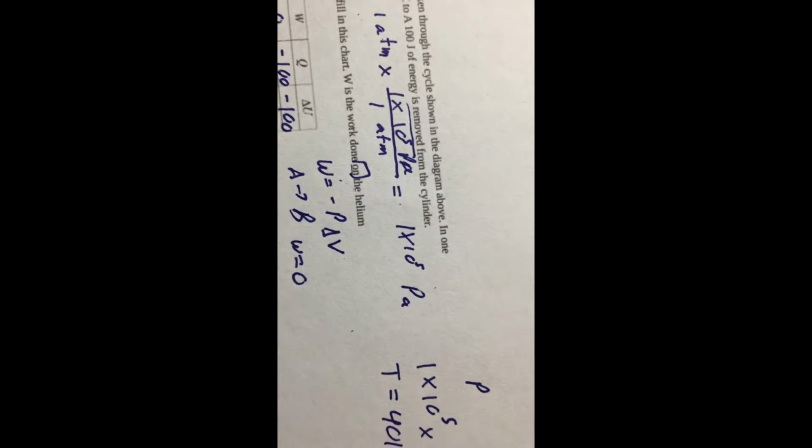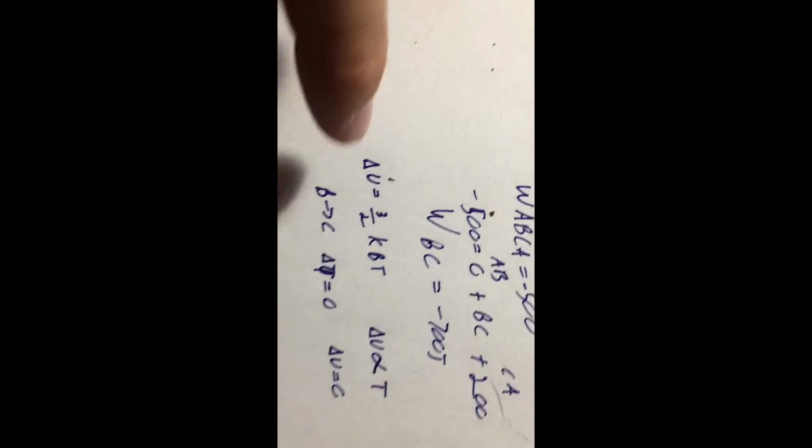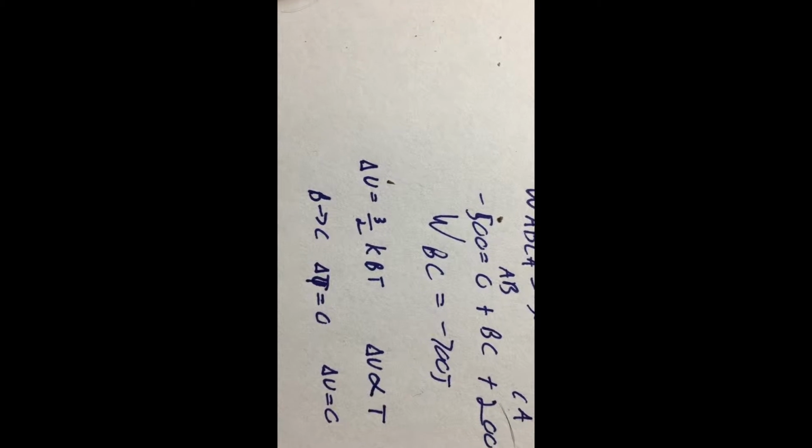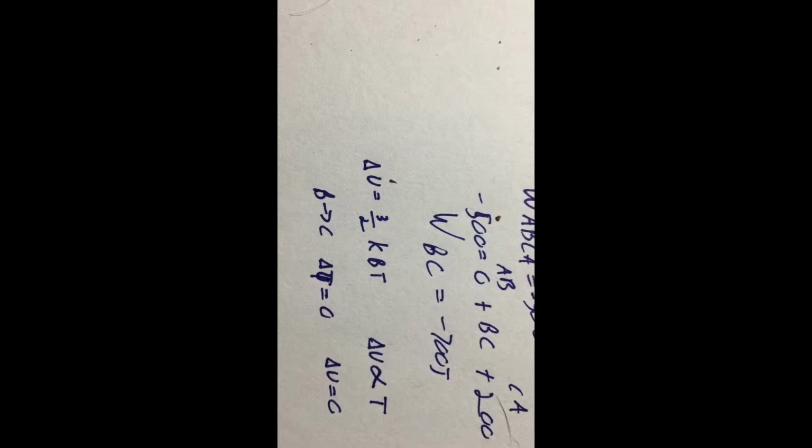For part B, for each process in the cycle, fill in this chart. W is the work done on the helium sample. So first you need to realize what formulas you need, and that's work equals negative P delta V, and delta U equals Q plus W, and then just realize that delta U is dependent on the temperature.